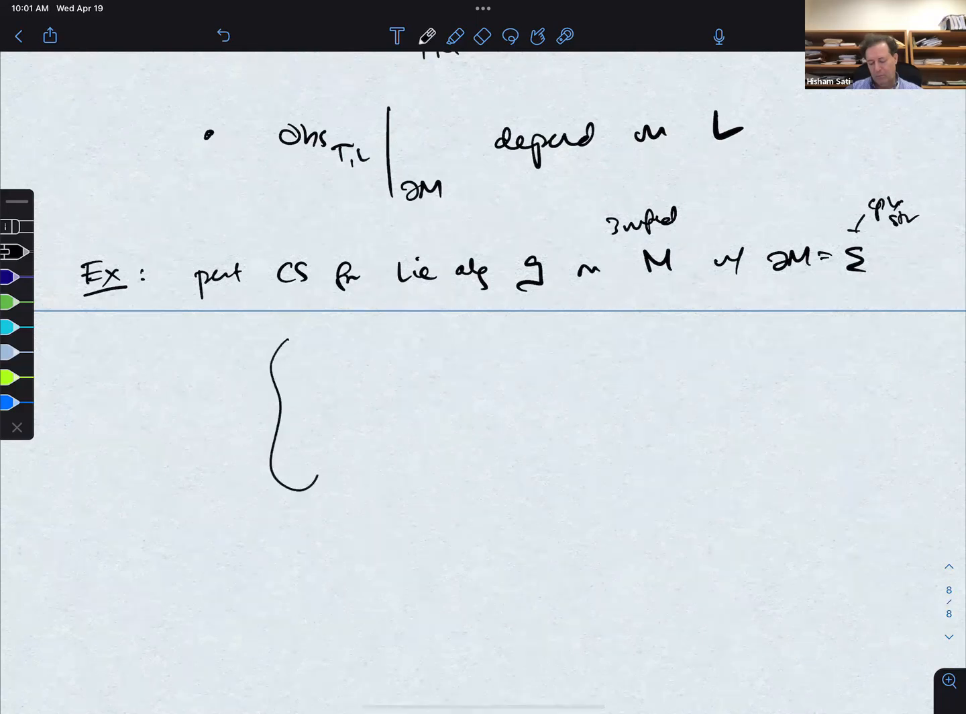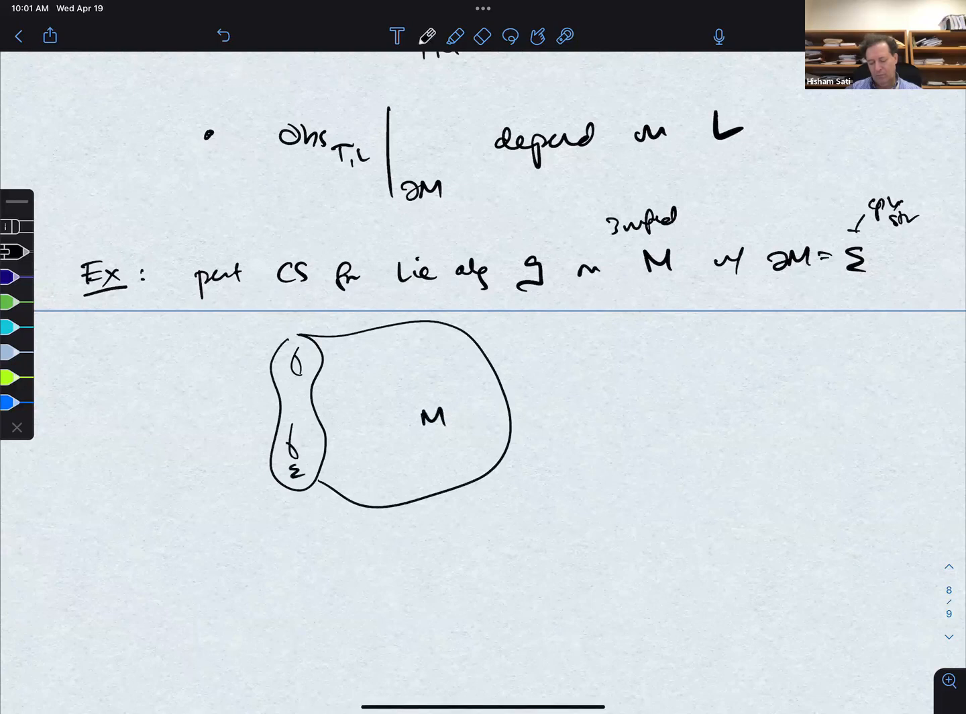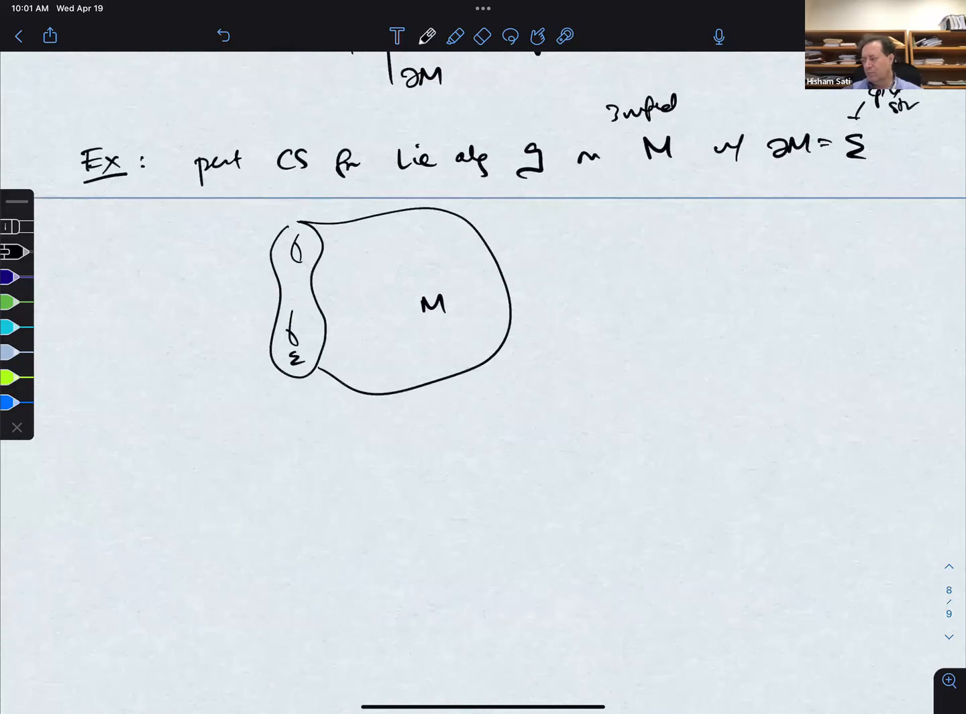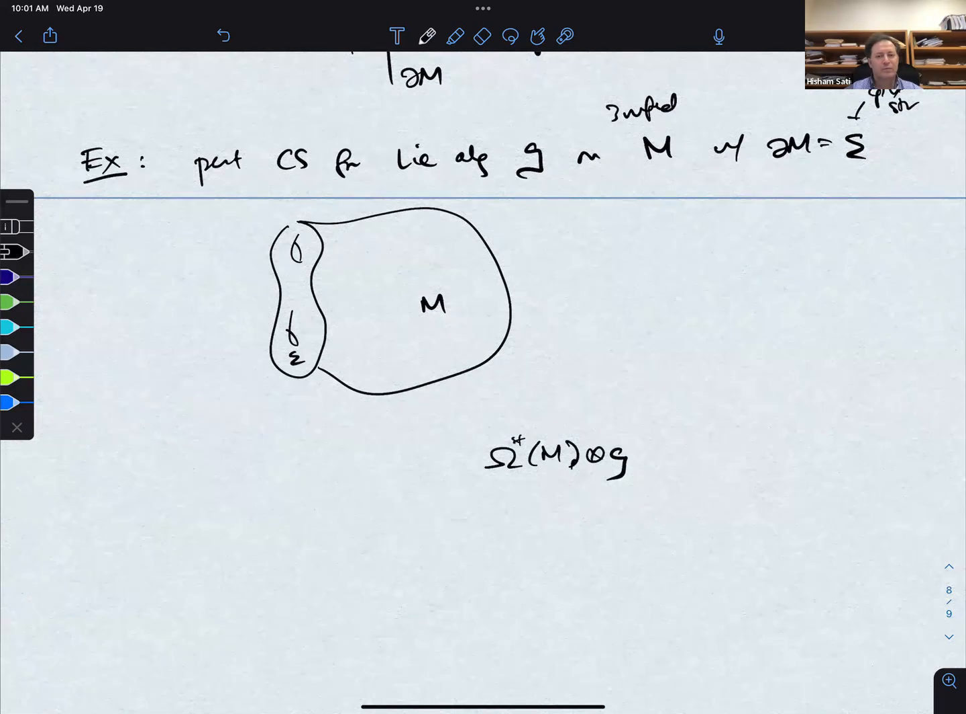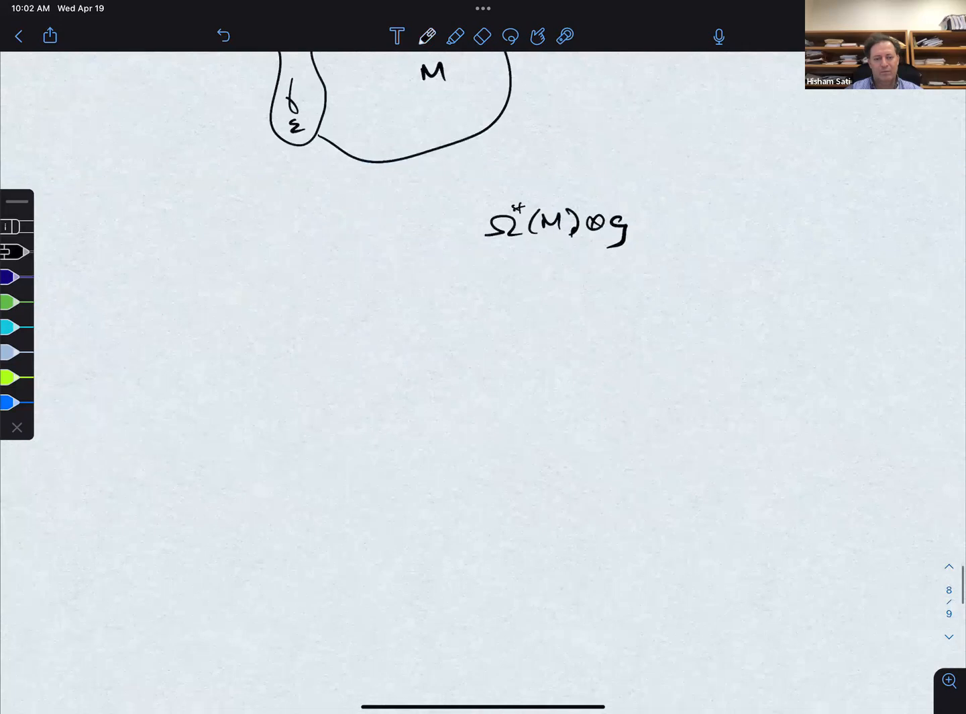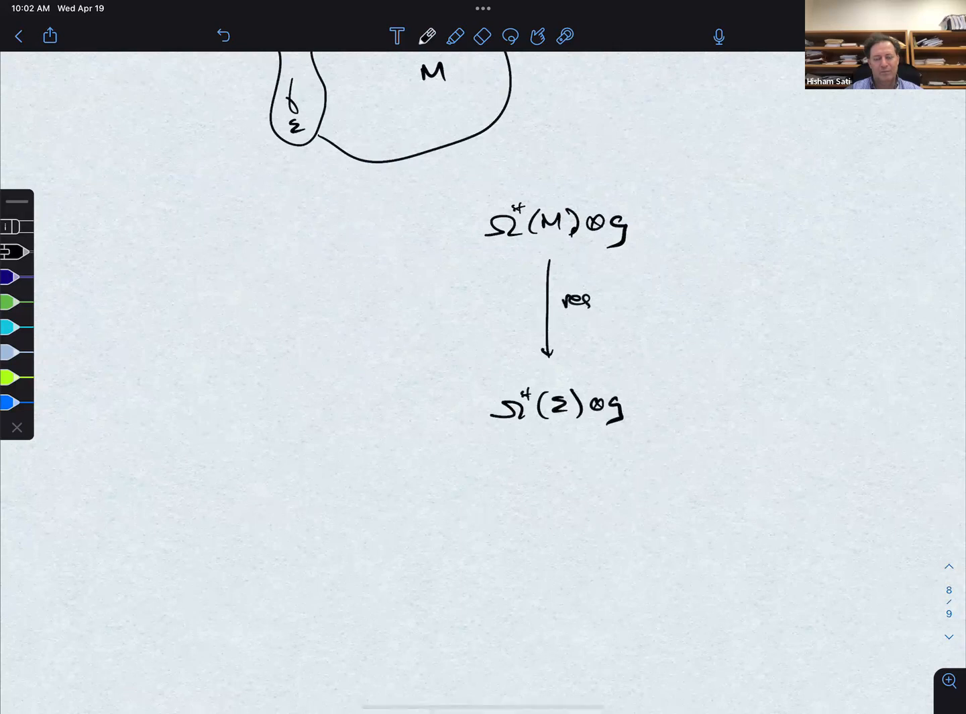And I equip this with a complex structure. So here's the picture. Here's M, here's sigma. And the sort of thing that we show is that perturbative Chern-Simons amounts to studying the formal moduli space labeled by the de Rham complex on M with coefficients in G. So the formal space, flat connections, are Maurer-Cartan elements in this DG Lie algebra. There's a restriction map to de Rham forms on sigma, tensor G. That's just restricting to the boundary.